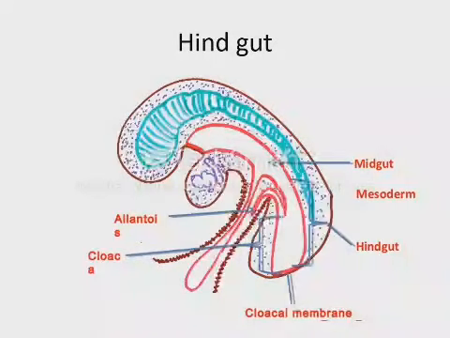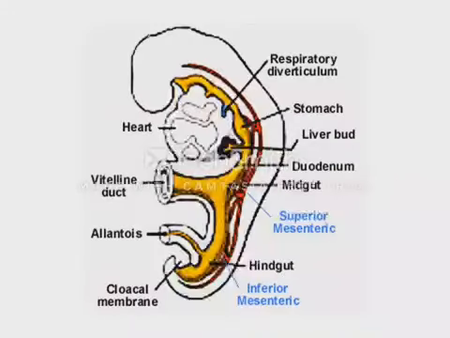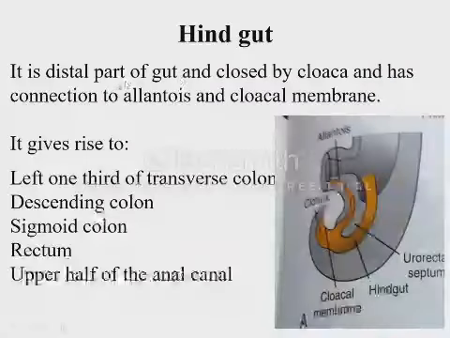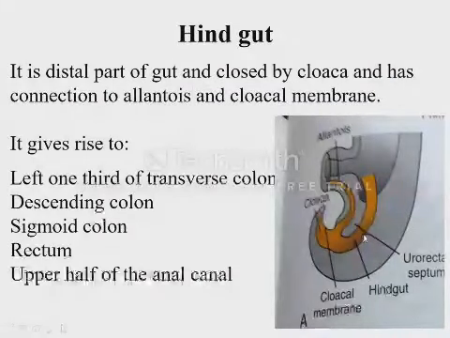The hindgut. Look at this figure. This is the hindgut. Its extent is to the level of the cloacal membrane. Again, this picture shows the hindgut, which extends toward the cloacal membrane. The hindgut is the distal part of the gut, and it is closed by the cloaca and has a connection to the allantois and to the cloacal membrane.